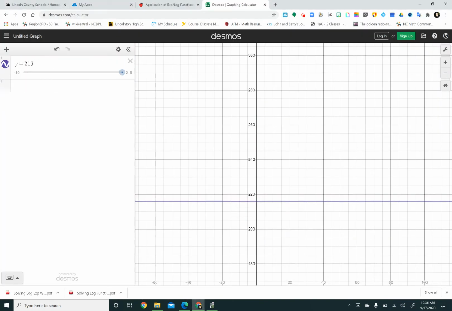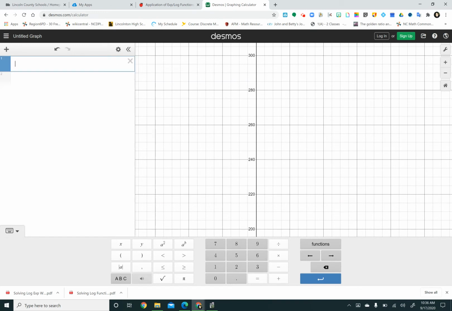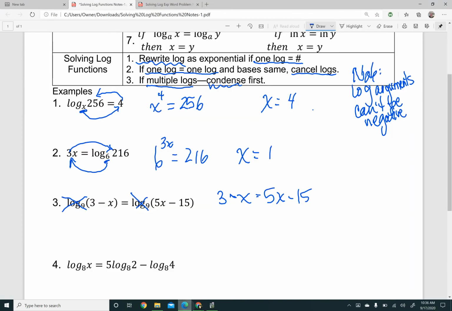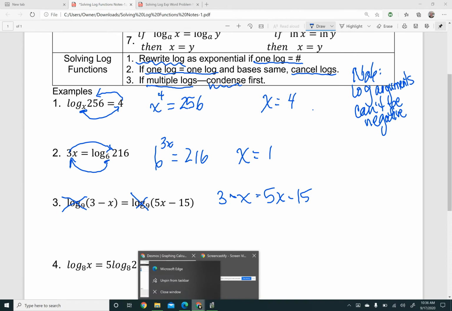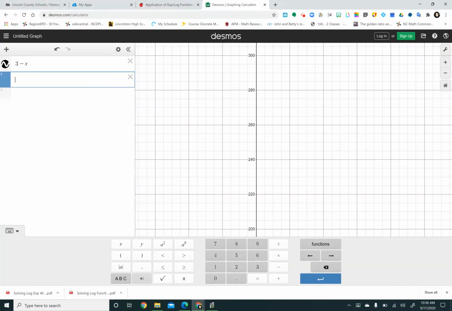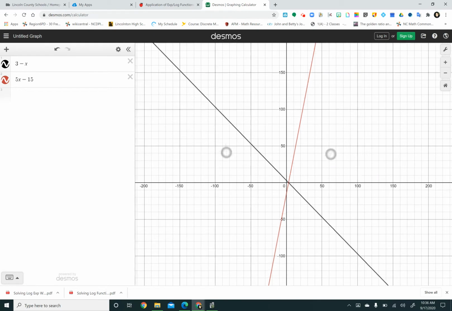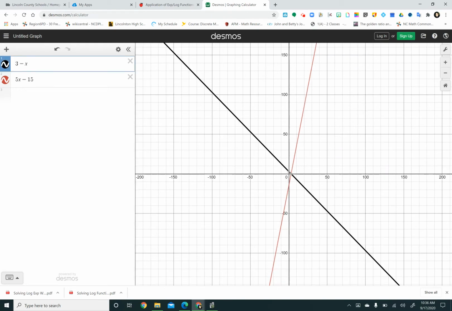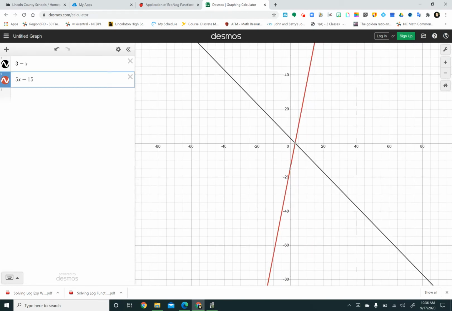So left-hand side, right-hand side. So 3 minus x. And the other side was 5x minus 15. So 5x minus 15. I need to get back into a little window here, see where these two lines cross. And they cross at x equals 3.